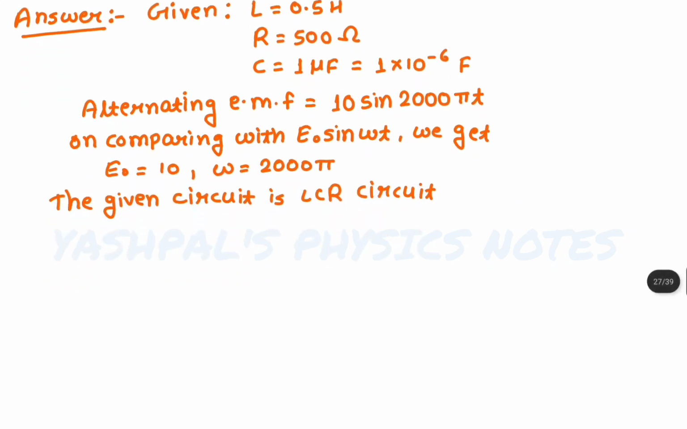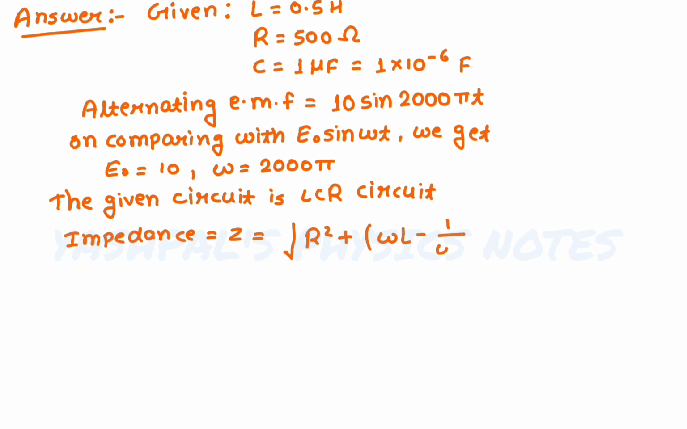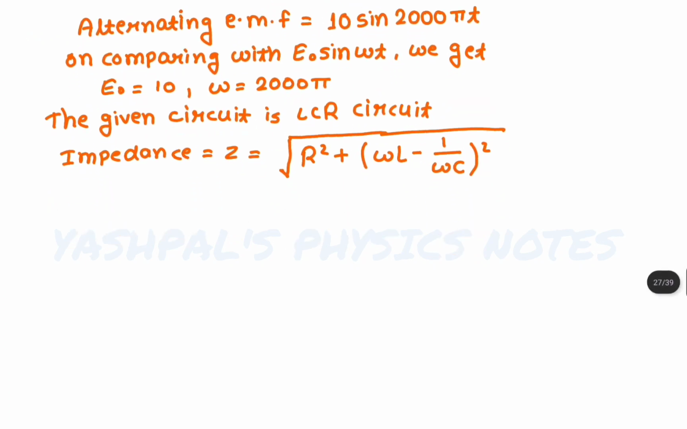Now we know that for an LCR circuit, the impedance, which we are asked to find, is denoted by capital Z. The formula is under root R square plus (omega L minus 1 upon omega C) whole square, and this is all under root. Don't get confused: the formula of impedance for an LCR circuit is different from that for an LR circuit. Now we are going to substitute the values here.